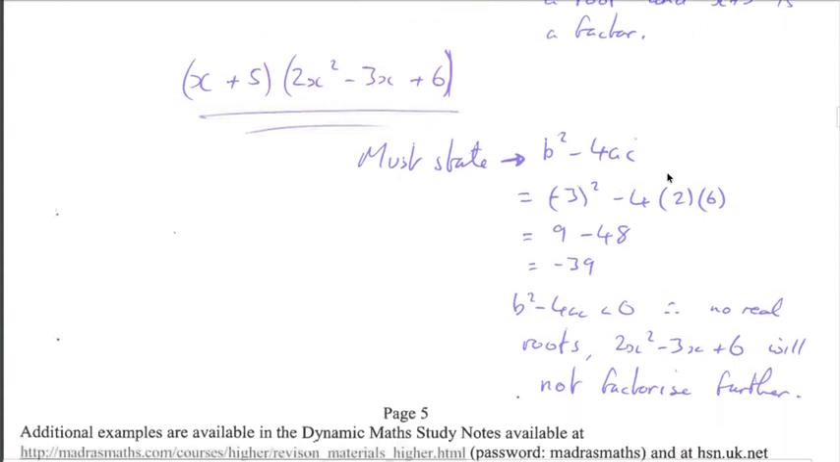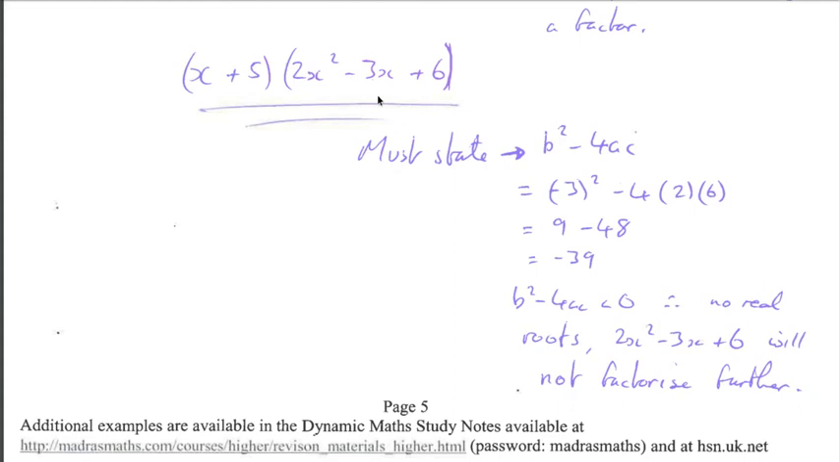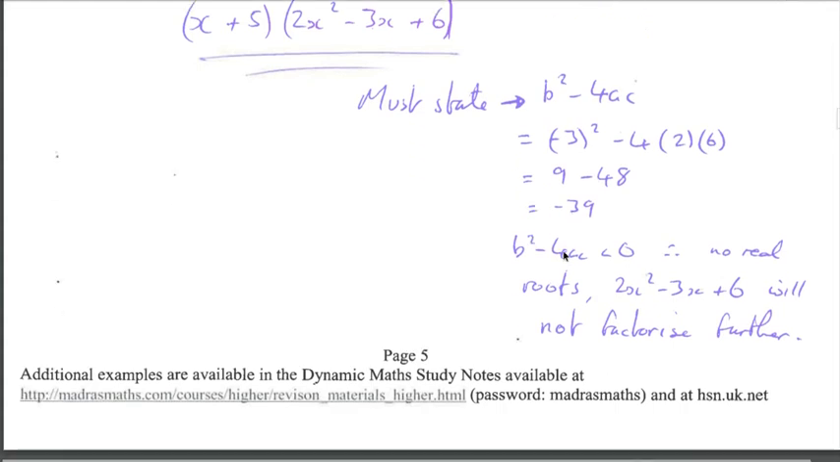So what we need to do is to show that it won't factorize. And to do that, we show that there's no roots, because if there's no factors, there will be no roots. So we must state that b squared minus 4ac, so substituting the values for a, b, and c, is -39. So as b squared minus 4ac is less than 0, therefore there are no real roots, and 2x squared minus 3x plus 6 will not factorize any further.